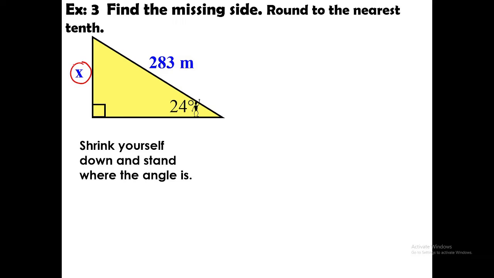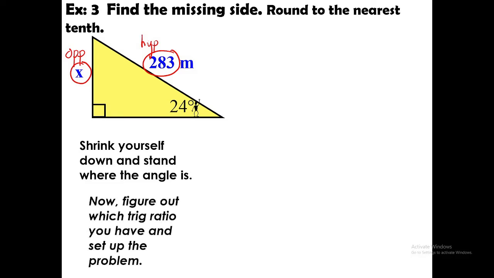Opposite, sir. But we need to because this is very important in our problem. What about 283? What is 283 this time? Hypotenuse. There you go. And what function are you going to use now? Sine, sir. Sine, because you are having opposite and hypotenuse.